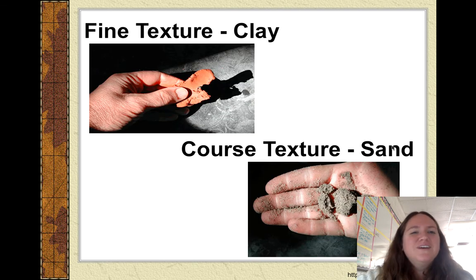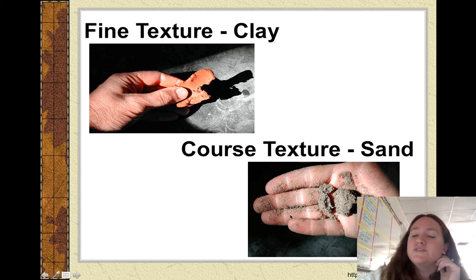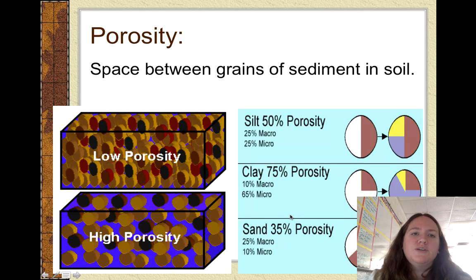Hope you enjoyed it. So here's what clay looks like. If you haven't seen it before, it's very, very fine. The grains are fine. You can't really see them. And then here will be coarse texture, which is sand, just like you would get at the beach. So some other properties of soil.